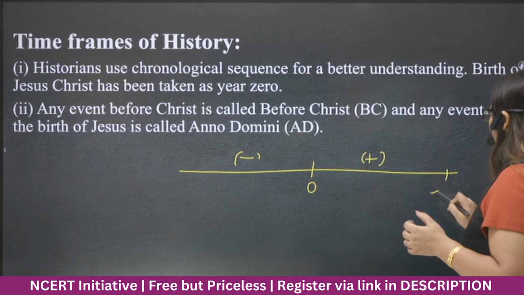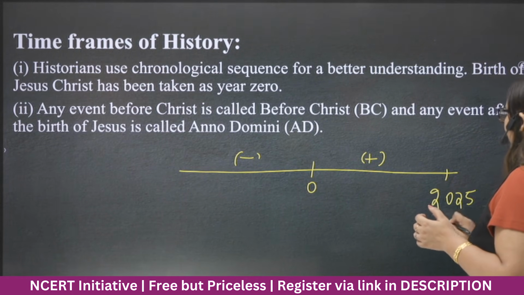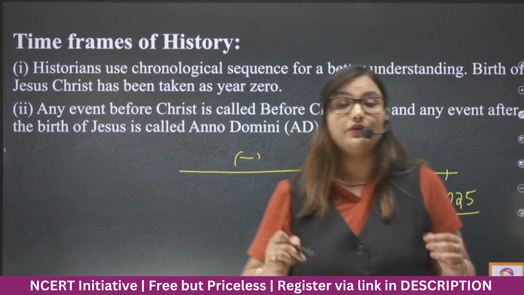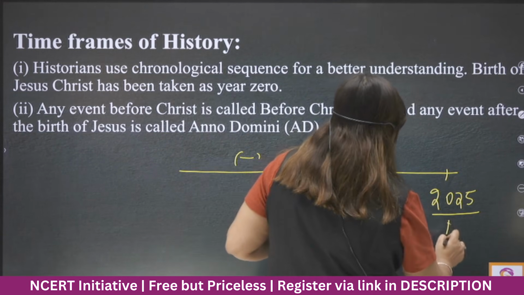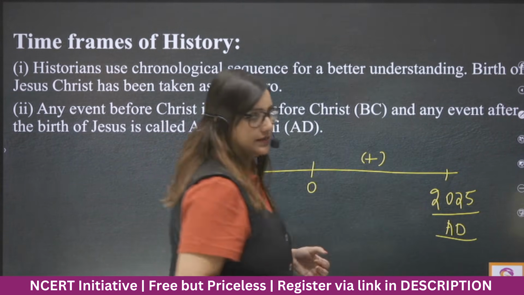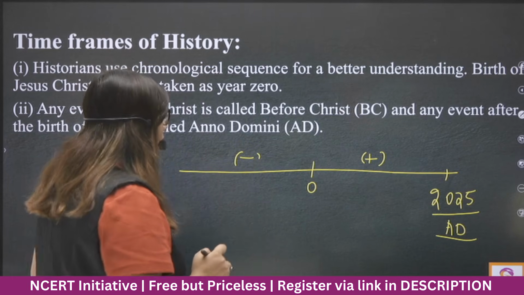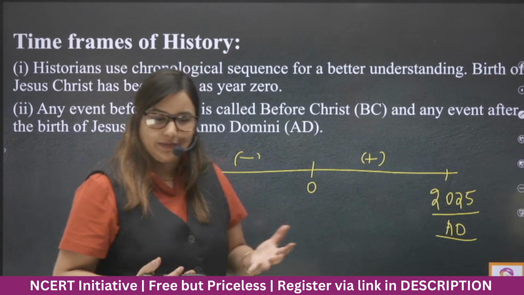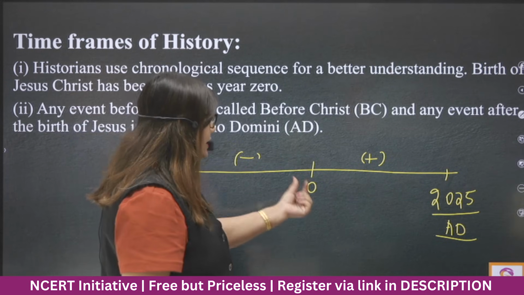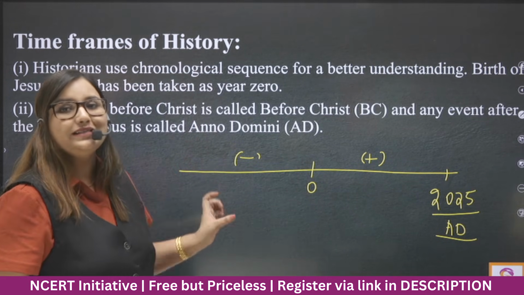Like 2025 can be written as 2025 AD if I want to write today's year like this, okay, the present time. So AD is present time, it is the new time. But 0 and before 0 there is BC.